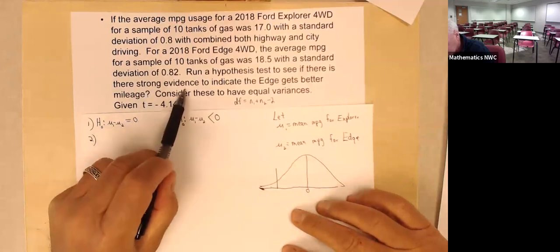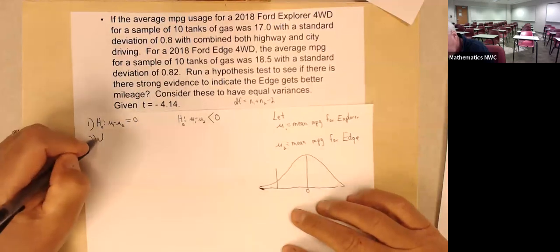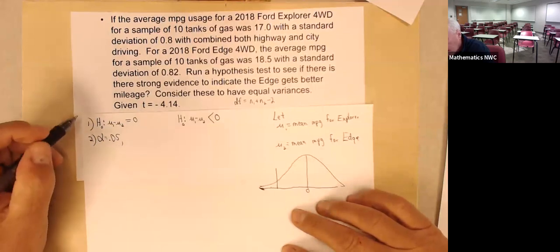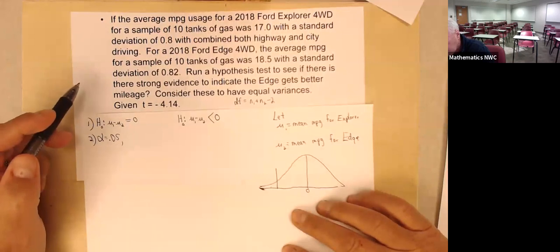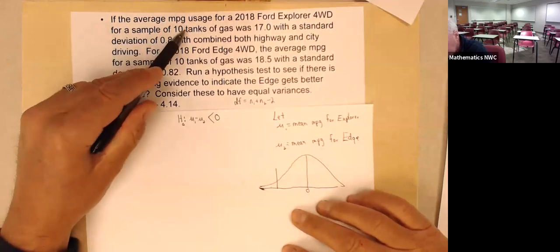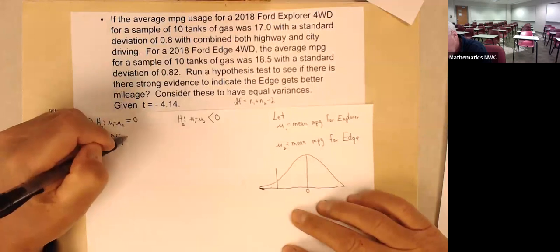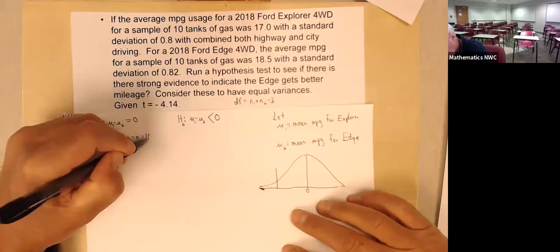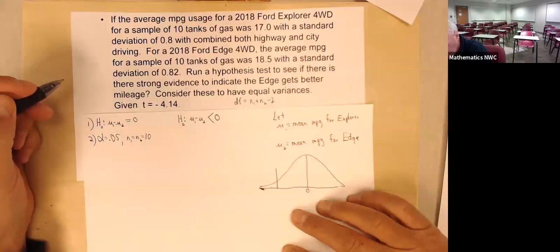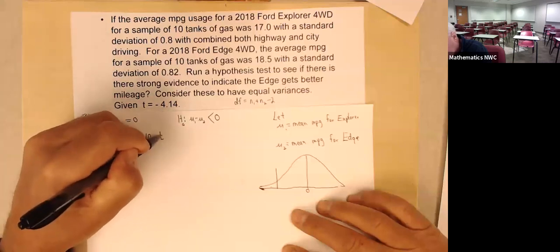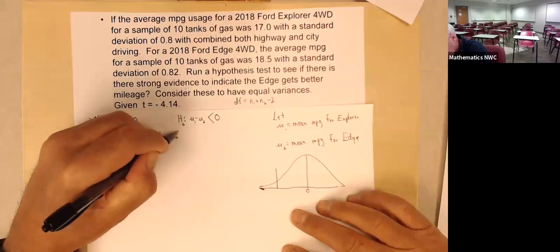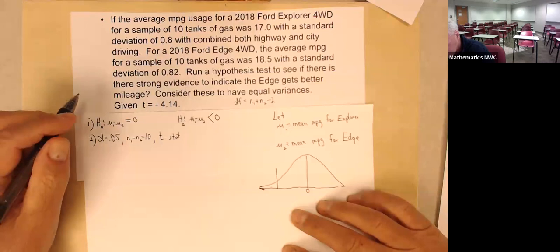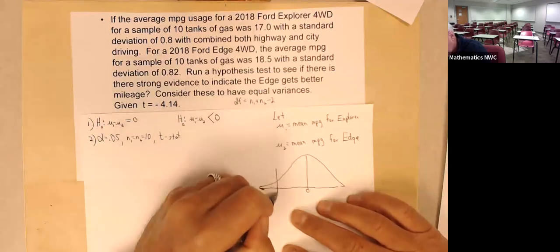They asked if I had strong evidence. That's an alpha at 0.05. My two sample sizes, both of them are small, 10 tanks and 10 tanks. So both of these samples are less than 30. If either one was, we would have to go to a t-stat. I believe the last time I ran a p-value test, so this time let's go with the rejection region.